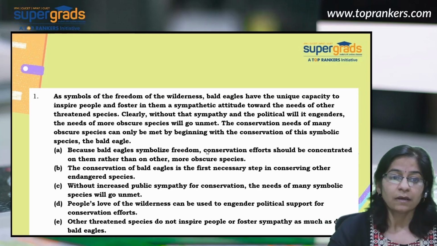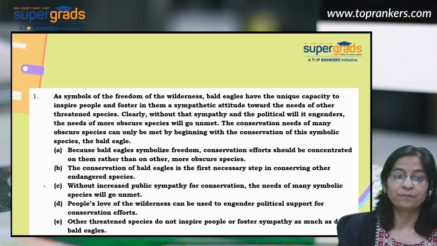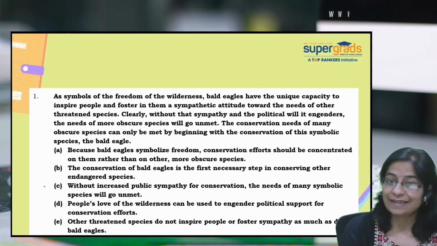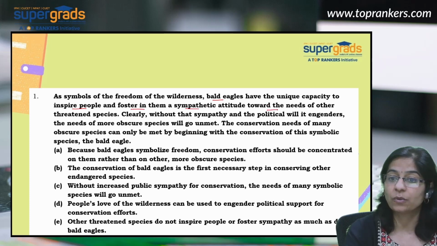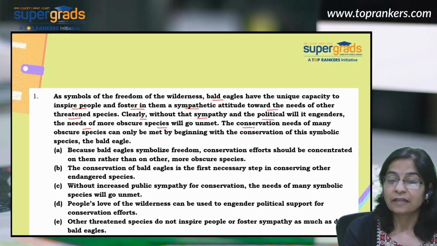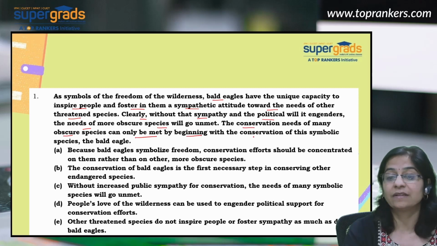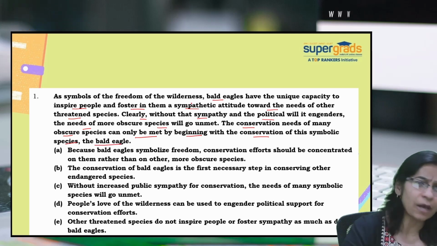So I'll read the passage. You can pause the video and read the question with me. As a symbol of freedom, of wilderness, bald eagles have the unique capacity to inspire people and foster in them a sympathetic attitude toward the need of other threatened species. Clearly, without that sympathy and political will it engenders, the needs of more obscure species will go unmet. The conservation needs of many obscure species can only be met by beginning with the conservation of this symbolic species, the bald eagle. Now, what was the passage about?